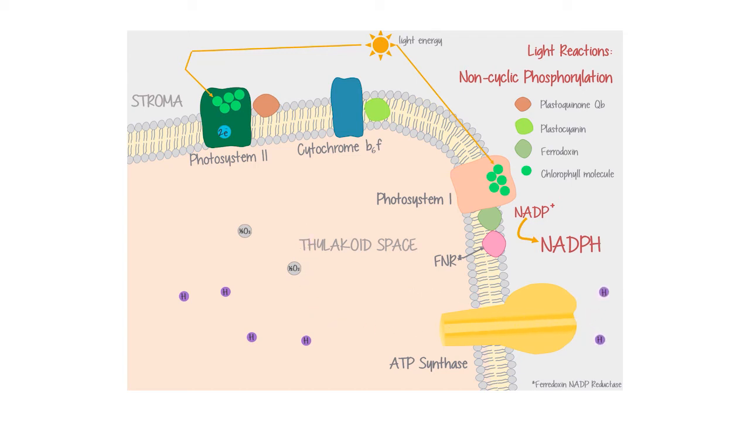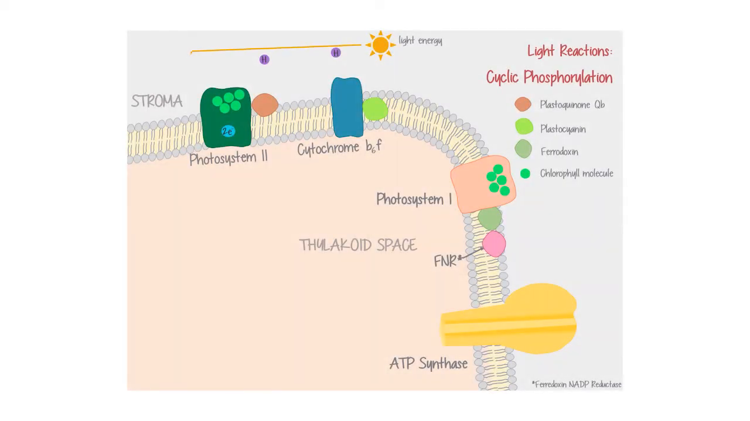The process allows for the creation of a proton gradient, which is then used by the ATP synthase to create ATP from ADP. Cyclic phosphorylation undergoes almost the same process, but the electrons return back to photosystem 2 to be used again in the cycle. This cycle allows for the formation of ATP.